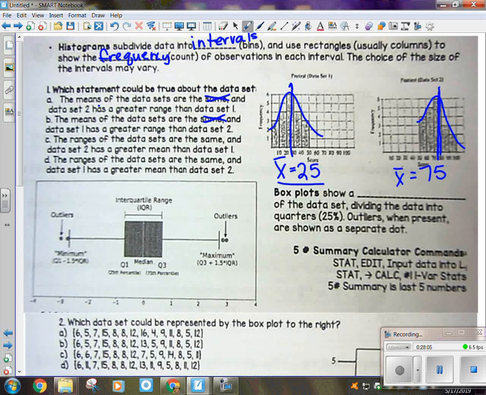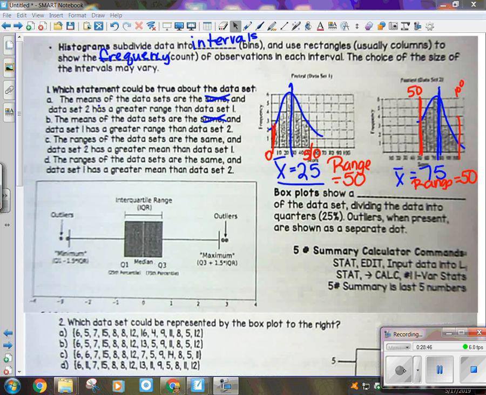Number C mentions range, so let's go ahead and talk about range. It looks like this starts at 0, and it goes as high as 50. So my range for the first one is from 0 to 50. That's 50 points of range. What about my range on the second one? It looks like it starts at 50, and it goes as high as 100. So from 50 to 100, the range here would also be 50 units. So while the means aren't the same, the range is the same.